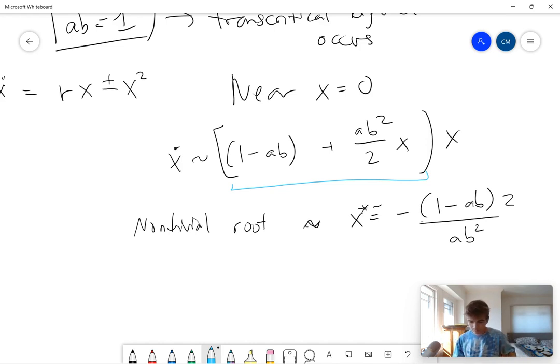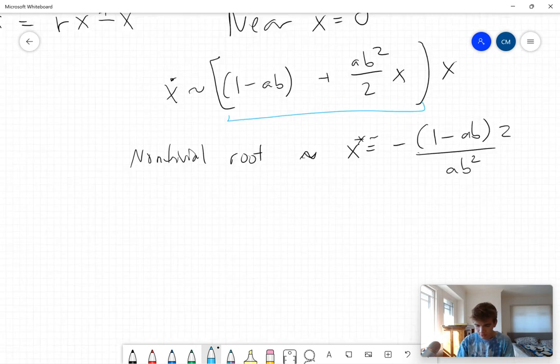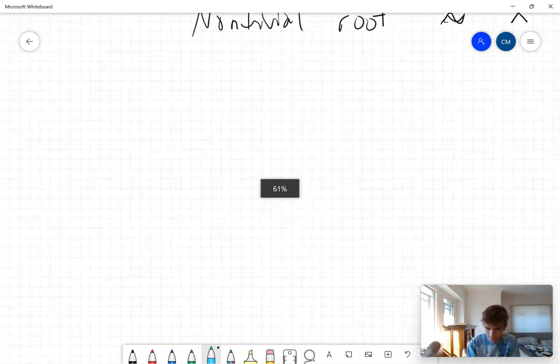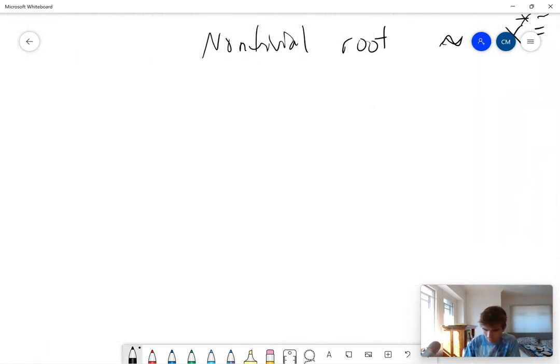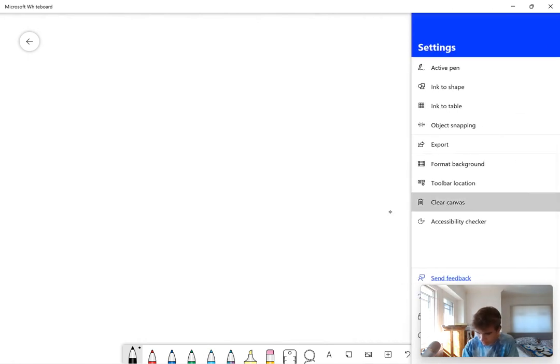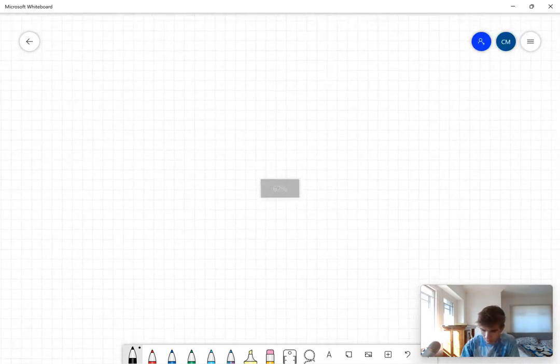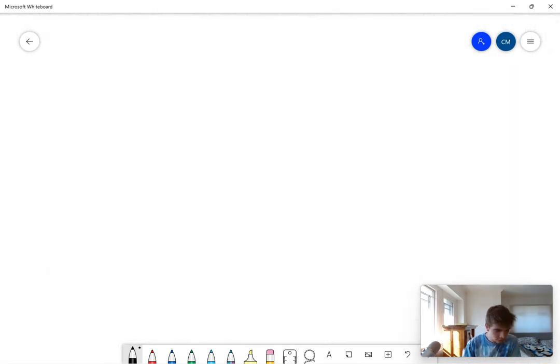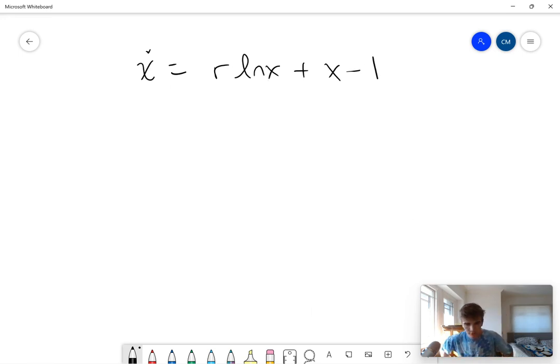Okay, so I'm going to do one more example here. This example is also in the book, so let me clear my whiteboard. All right, so we have x dot is equal to r ln of x plus x minus 1. And we want to analyze this system and look at any bifurcations that might occur, okay?